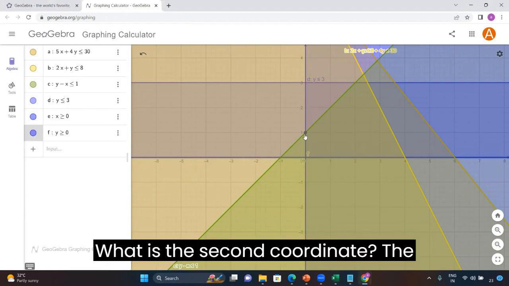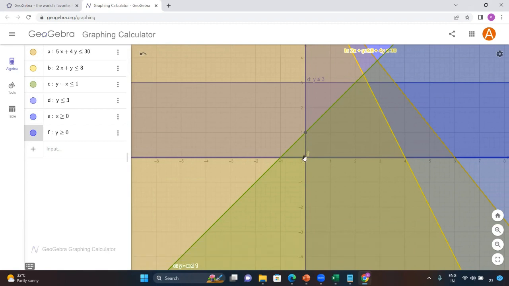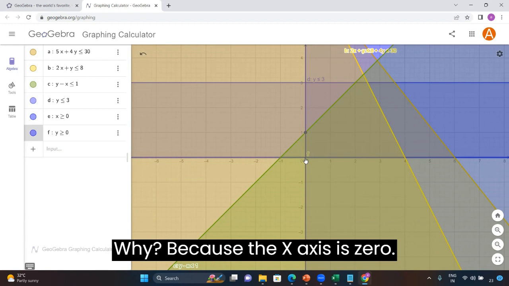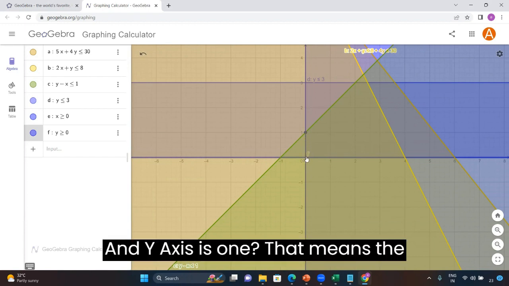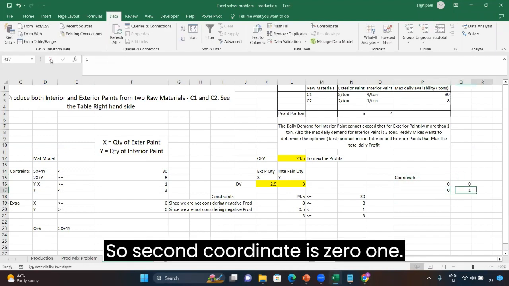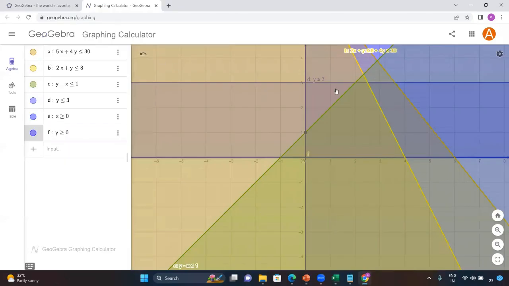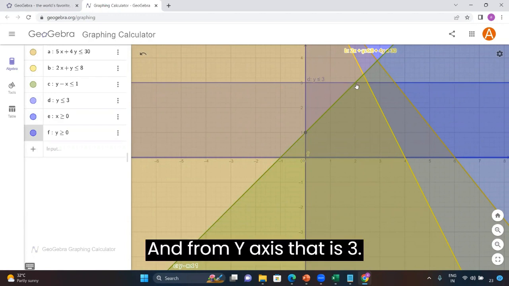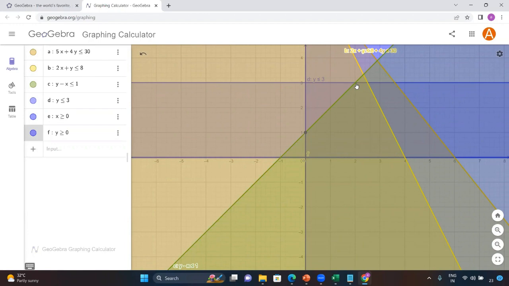Now what is the second coordinate? The second coordinate is 0, 1. Why? Because the x-axis is 0 and the y-axis is 1. That means the coordinate of this point is 0, 1. What is the third coordinate? From the x-axis, it is 2, and from the y-axis, that is 3. So the third coordinate is 2, 3.